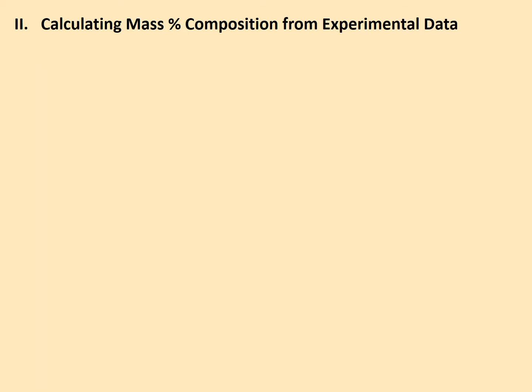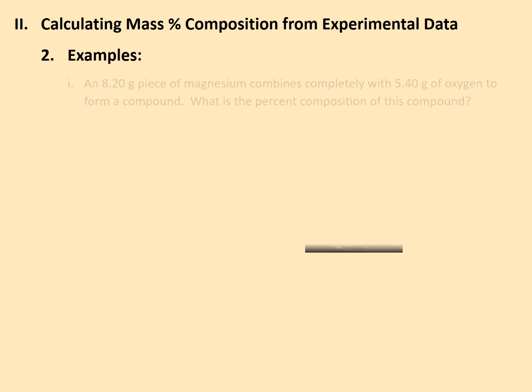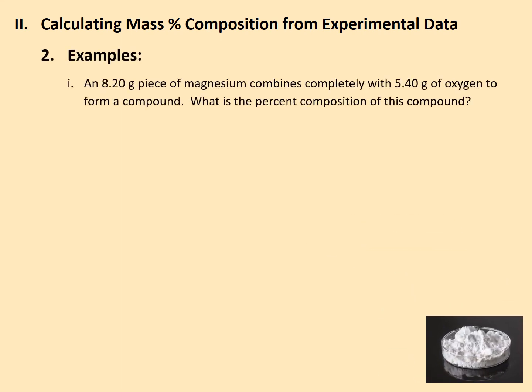So let's look at a couple of examples where we calculate the mass percent composition of a compound from experimental data. In our first example, we're looking at an 8.20 gram piece of magnesium combining completely with 5.40 grams of oxygen to form a compound. We're asked to find the percent composition of this compound.